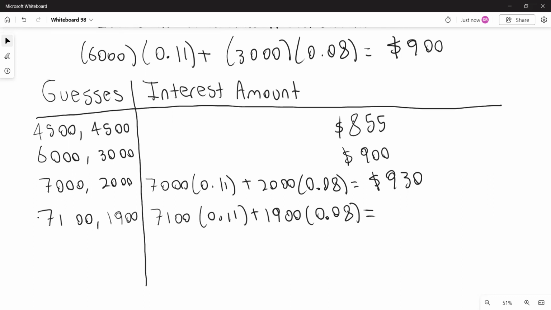And that is going to be 933. Okay, so we are close. That increased from 930 to 933, and we want to have 936. So it looks like we're on the right track. Let's increase it by another 100. And if we are above, we're going to start decreasing then by amounts of 10.